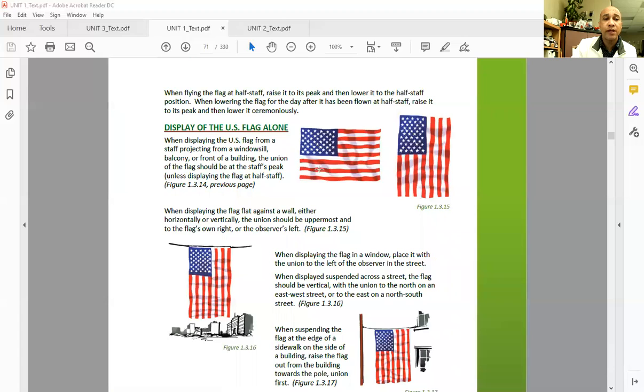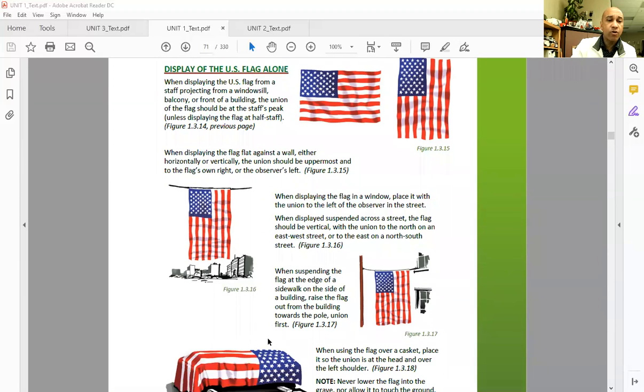Make sure you know how to display the flag. I'll probably take this picture. I may reverse it or I may keep it this way. And I'm going to say, which is the right way to display the flag when it's hanging on the wall? Make sure you know which way it should be hanging. When it's hanging above a street, make sure you know which way it's hanging.